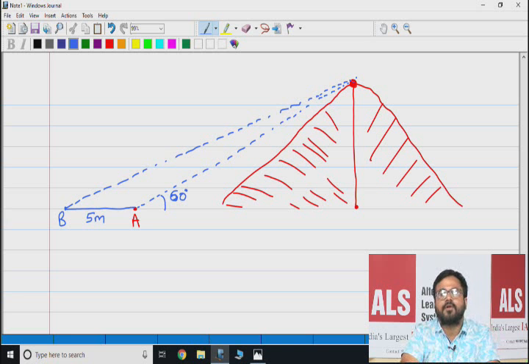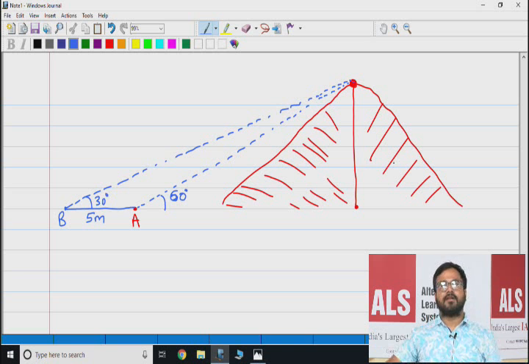Now, my question for all of you is: is the angle measured from B greater than 60 or less than 60? Quickly. You have written less than 60. Right, I got it. All of you are saying it will be less than 60. Let's say I am taking just the standard values. Let's say this is 30 degrees, right?